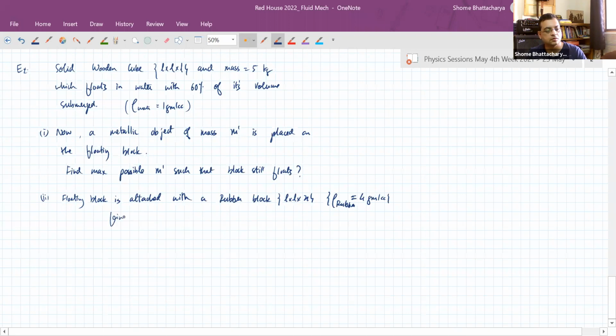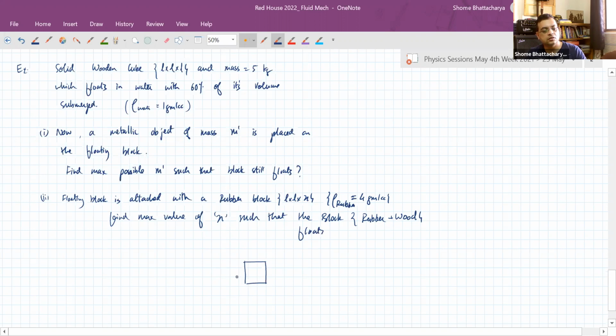So find the maximum value of x such that the block, which is formed of rubber plus wood, floats. So in this case, what we have done is the rubber block is attached either from above or below, it doesn't matter. Sorry, the wooden block is attached with a rubber block like this.